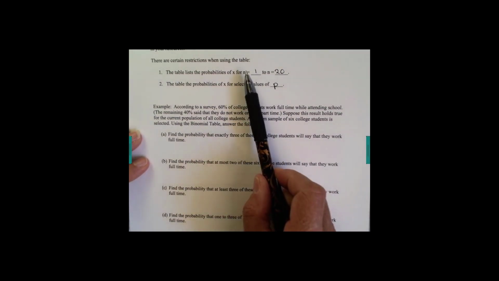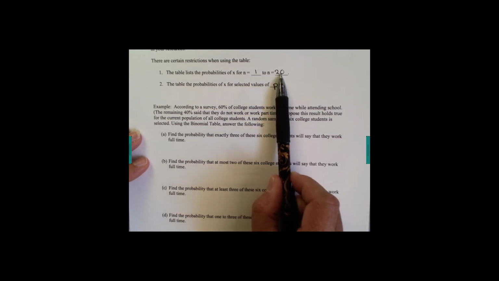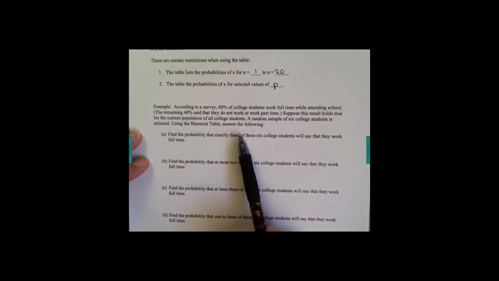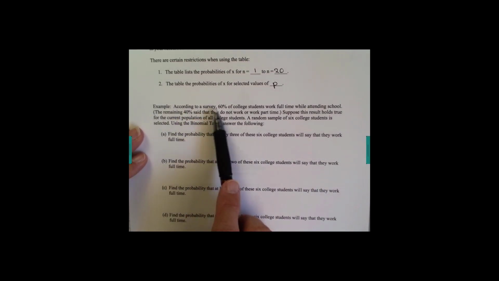Now, like I said, and I wanted to fill these in to make sure you understood, the n values are from 1 to 20 in the table you've been given, and only these selected values of p, probabilities of success, are listed on this table. But let's use the table and see what we can find with these 4 questions, and you'll see how valuable the table is as we go through and do this together. There's a survey that says 60% of college students work full-time while they're attending school, and the remaining 40% said they don't work or they work part-time. So we suppose this result is true of the current population, and we're going to look at a sample of 6 college students. Now we're going to use the binomial table to answer these questions.